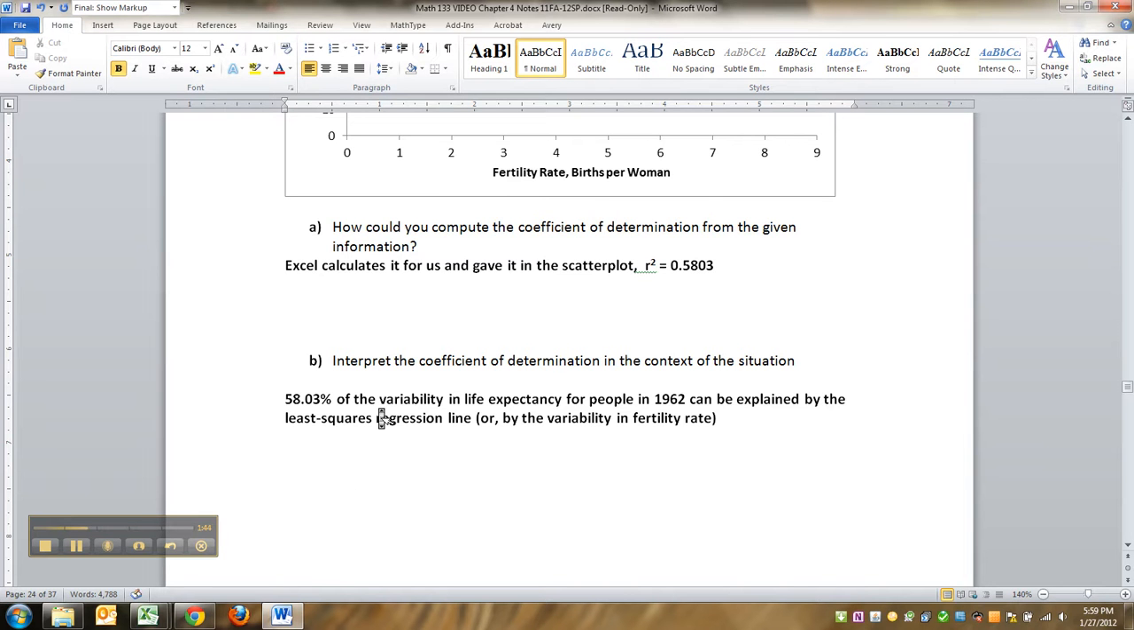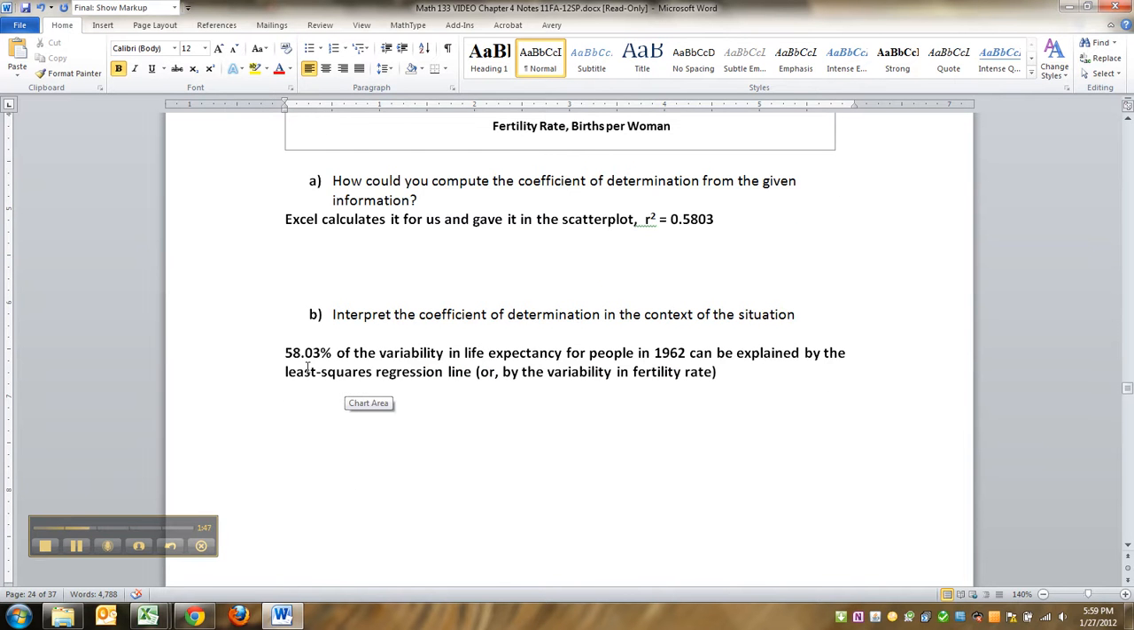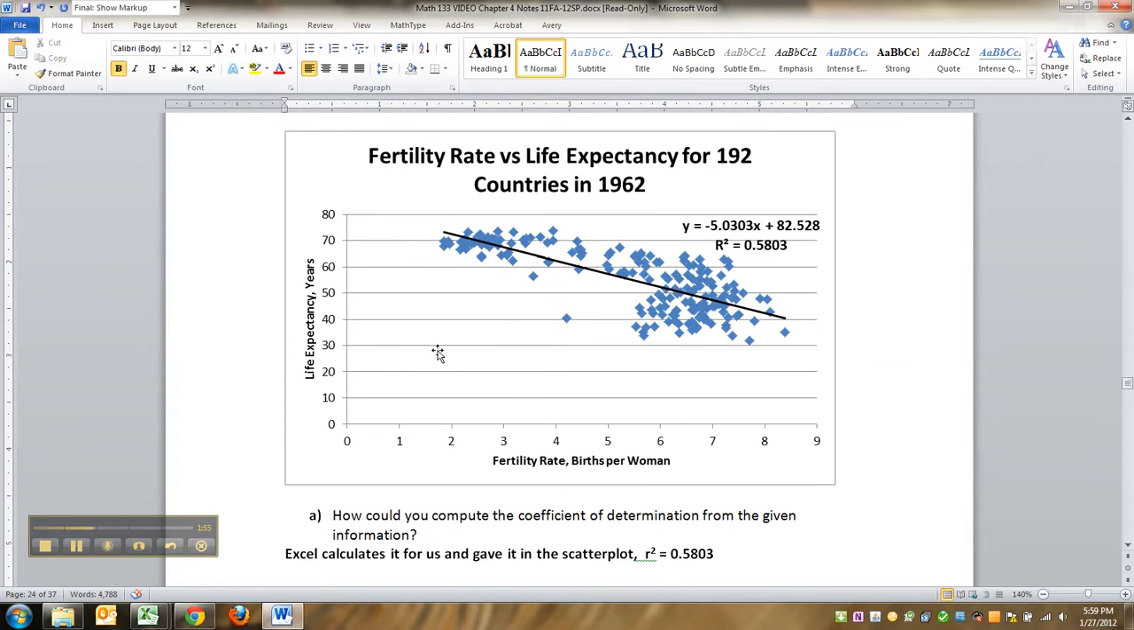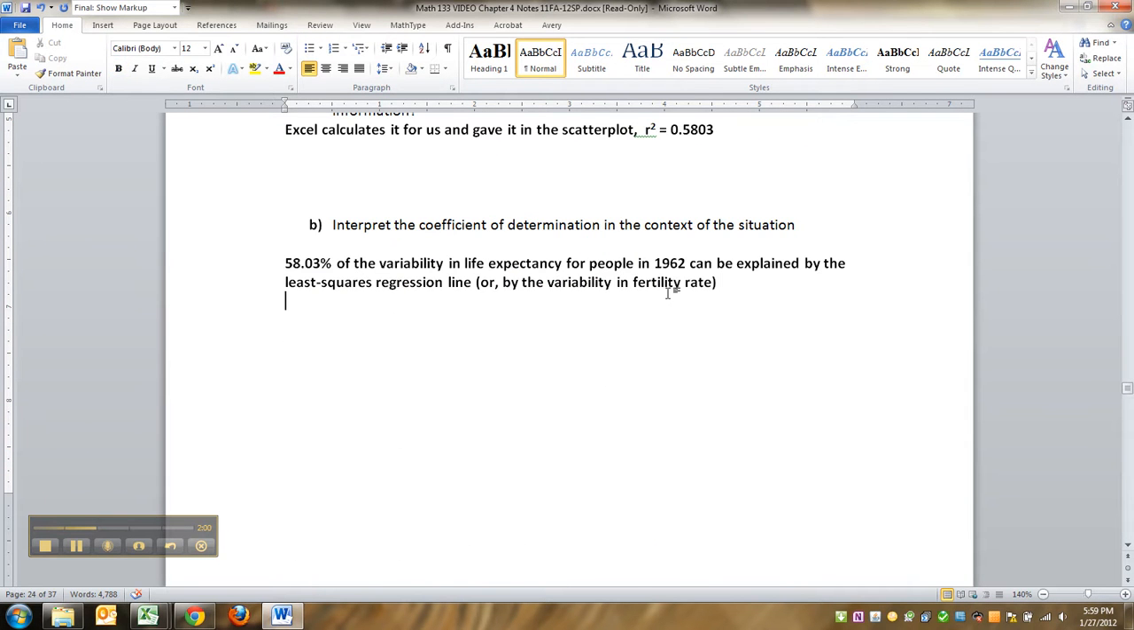All right, interpret that coefficient of determination in the context of the situation. So what it means is that 58% of the variability in life expectancy for people in 1962, the up and down of life expectancy, why some blue dots are low and some blue dots are high, can be explained by that black least squares regression line. Or you could say by the variability in fertility rate. That would also work, right? Which means the complement would be unexplained, so 41.87%, I think I'm doing it in my head, is left unexplained.